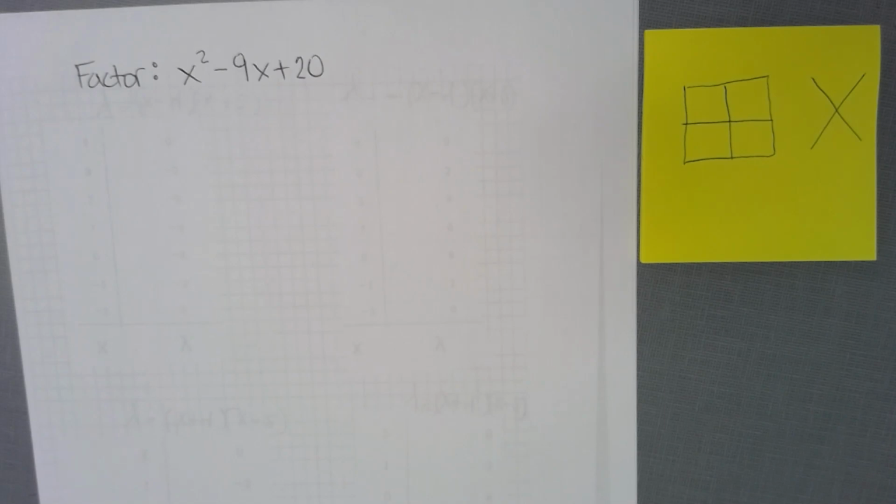What's gonna go in this top left? First term goes in the top left. What goes in the bottom right? 20. Technically, don't forget, you're multiplying those two things together, but you don't have to worry about it with this. You just put your x's in the box.